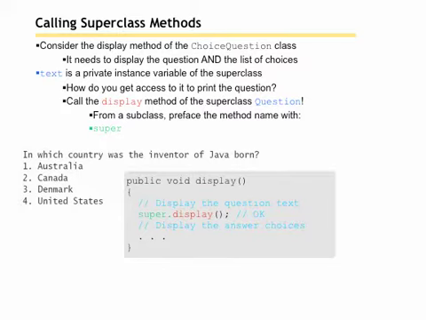Text is a private instance variable in the superclass. Well, text is also displayed by the display method in the superclass. So how do we access it to print it with the question? Call the display method from the superclass. From the subclass, preface it with the name super. So if we say super.display, it will explicitly go up to the superclass, run that display method, and then come back.